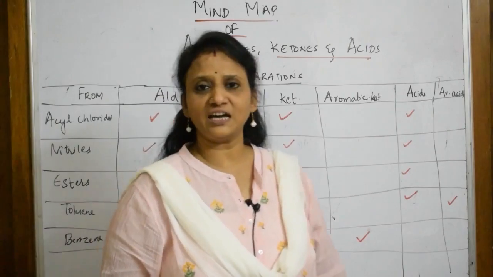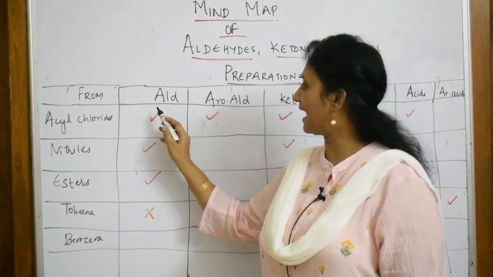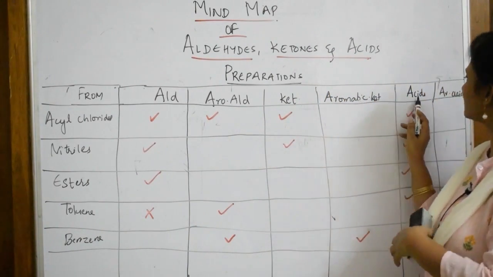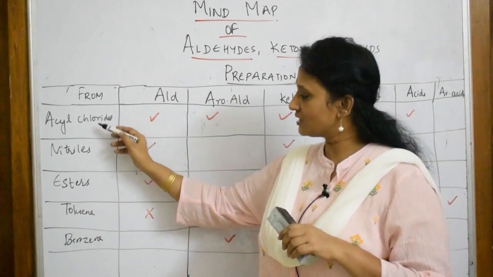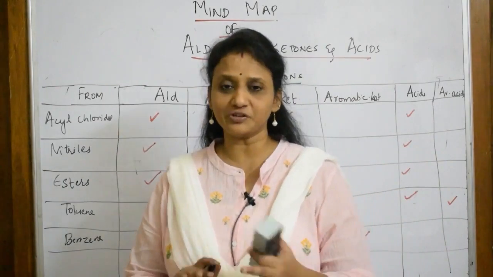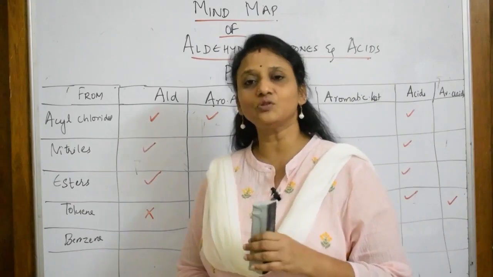So basically what we have in the chapter, we are supposed to learn the preparations of aldehydes, aromatic aldehydes, ketones, aromatic ketones, acids and aromatic acids, isn't it? Yes. So right now, what are these? These are the reactants from which we are going to prepare. First, I listed out. I have just put a tick what is required, and then I'll give you a detailed explanation.